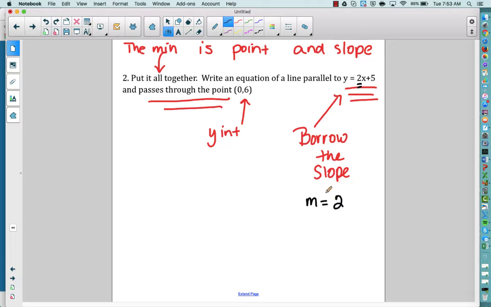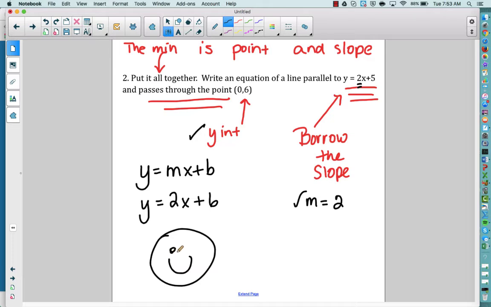All right, so now I have a slope, and I actually have the y-intercept. So to write an equation of a line, I'm going to use slope-intercept form, which is y equals mx plus b. I'm going to plug those values in. So y equals 2x plus 6.